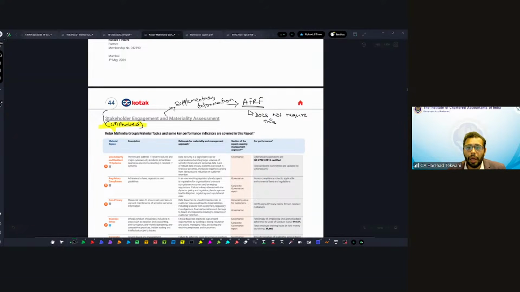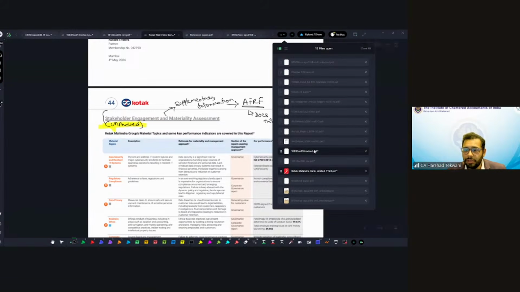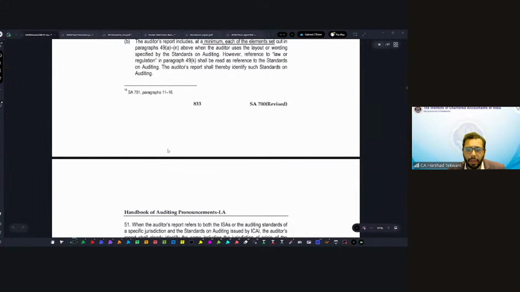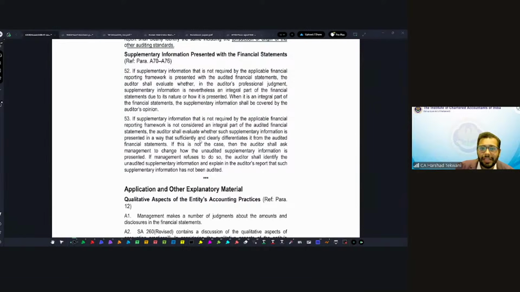So that was another important area, known as supplementary information. If it is an integral part, in that scenario, you will not call it supplementary. But you need to understand whether the supplementary information presented with the financial statement is required or not. Usually, supplementary information is not required by the applicable financial reporting framework. Now you need to understand, are you issuing an opinion on that? Whether your opinion covers that information, or is it presented in between the financial statements just to trick the users that this is also audited information.